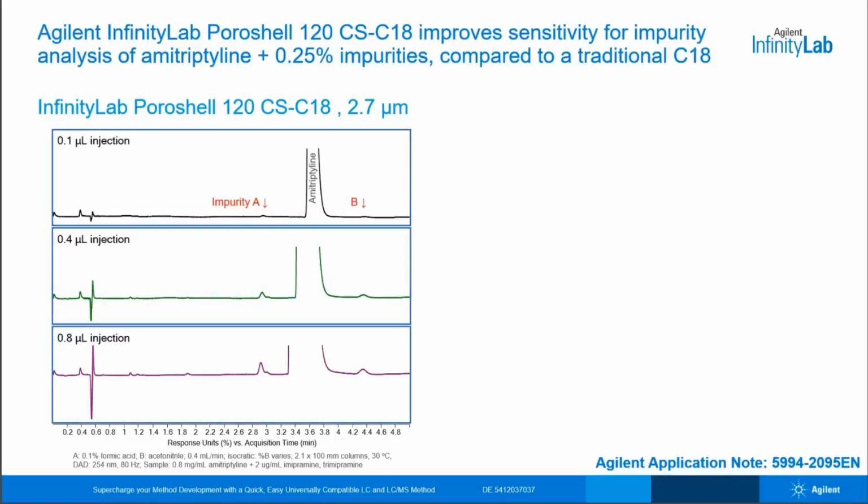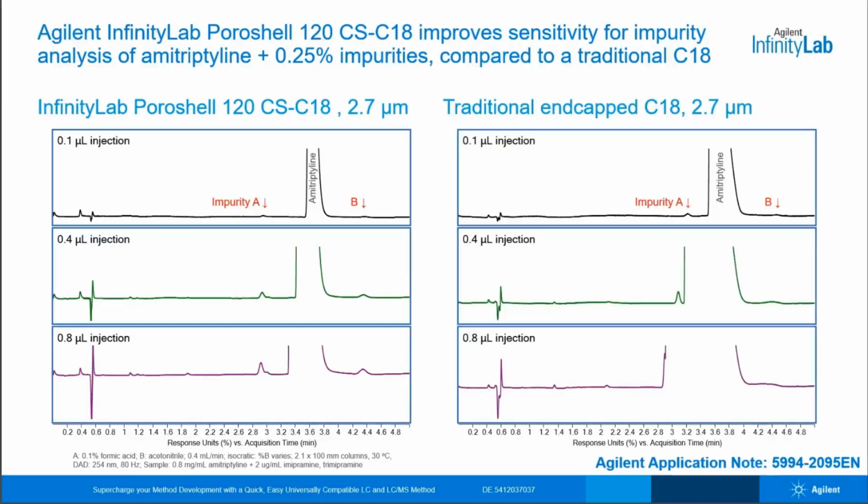The sample capacity improvements demonstrated on the CSC18 offer significant benefits to impurity analysis such as this one. This data shows a concentrated sample of amitriptyline with two impurities, A and B, at 0.25% by weight on the Poroshell CSC18. You need to inject larger volumes of sample to get a strong enough signal to reliably integrate and quantify those smaller impurity peaks. However, as you inject more sample, the main peak will overload and broaden. This is not a problem on the CSC18, as you see here. It easily maintains resolution for all three compounds.